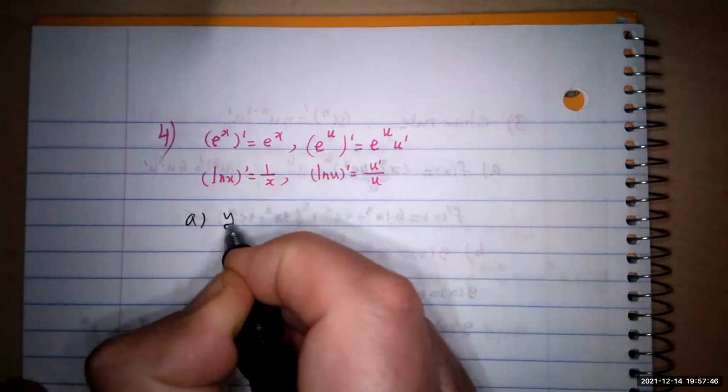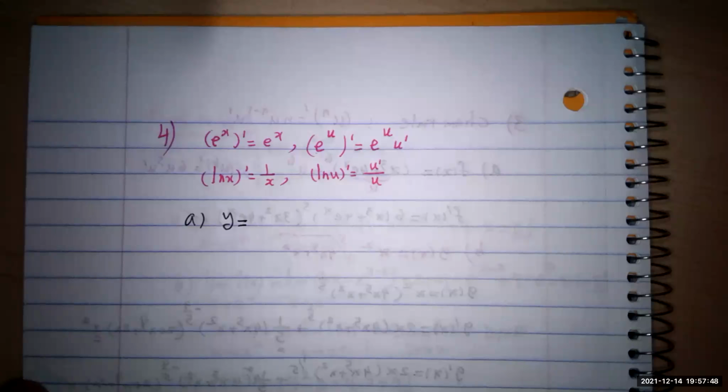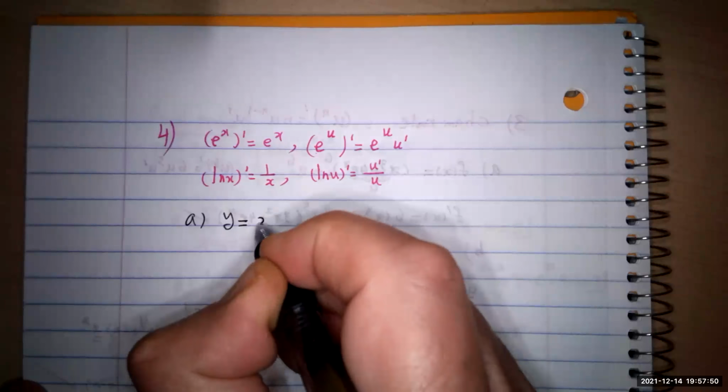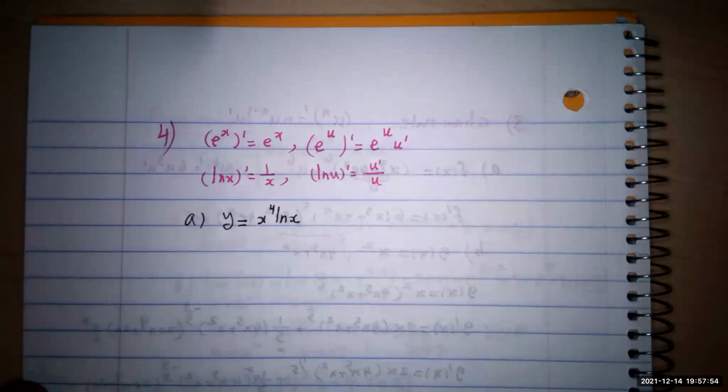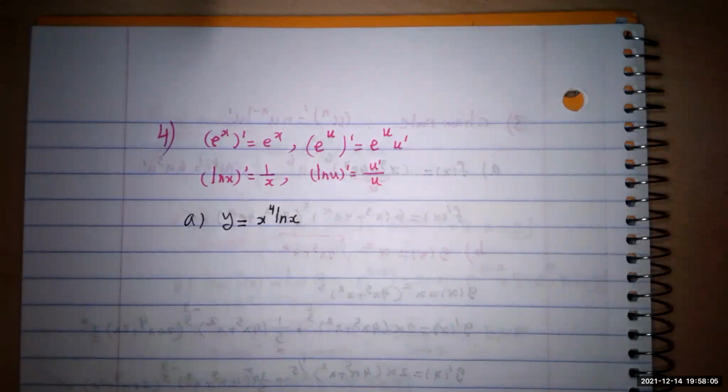Part 1 is just a power of the x times ln. We did this one. That's one. It is a product of two functions. The first function is x to the 4th. The second function is ln x. So it's going to be the derivative of the first times the second, plus the derivative of the second times the first.